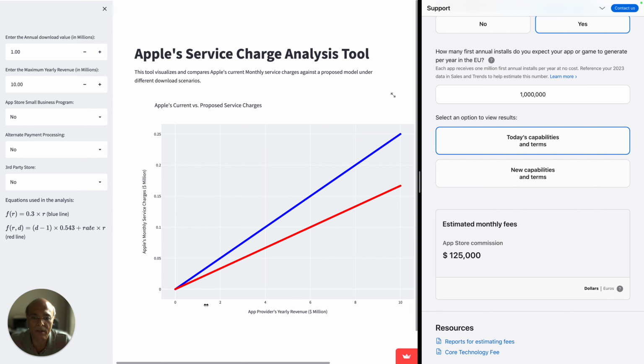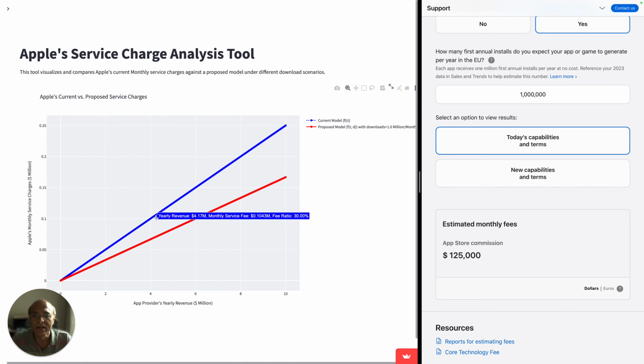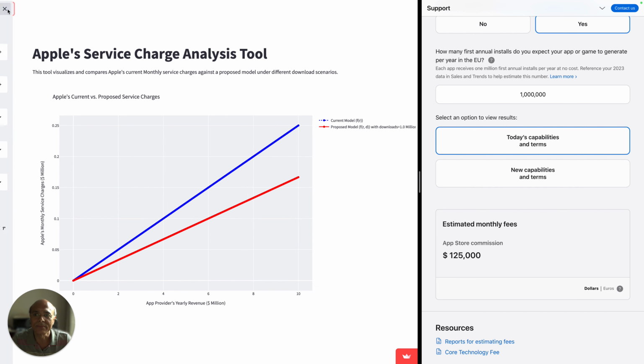This graph is plotting, on the x-axis, the app provider estimated revenue, and on the y-axis, the Apple service charge. When you divide these two, you get the ratio, the revenue share. If I zoom in, you will find that every point you pick on the curve gives you the yearly revenue and monthly service fees. You see that it's changing and the ratio is remaining constant. And the red line is this curve, this option.